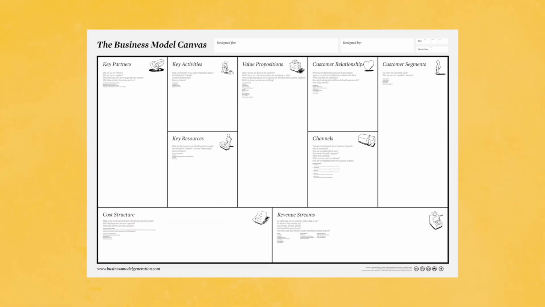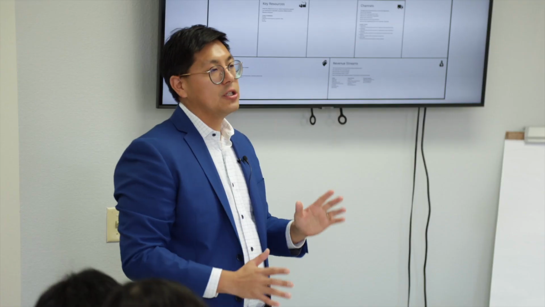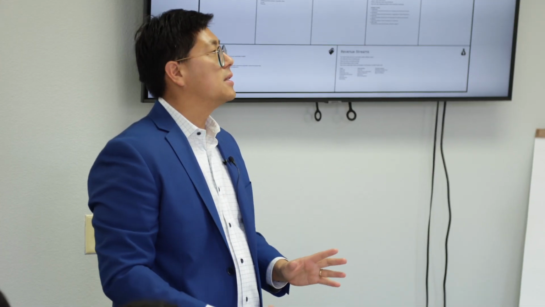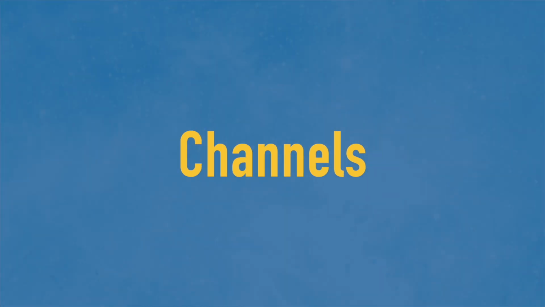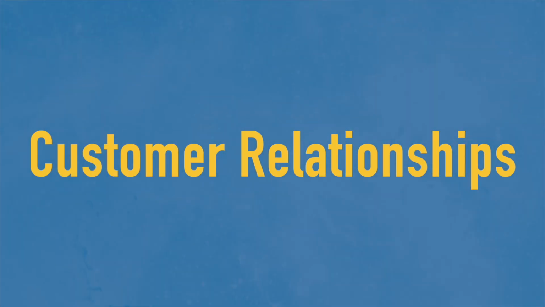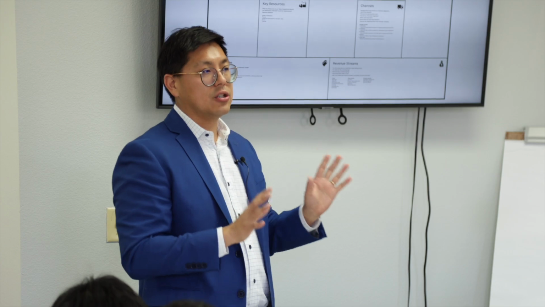So this is called the business model. It's from the book Business Model Generation. It's broken up into nine different sections: key partners, key activities, key resources, value proposition, channels, customer segments, customer relations, revenue streams, and cost structure. When you want to evaluate a company, these are some of the things that you should really consider.